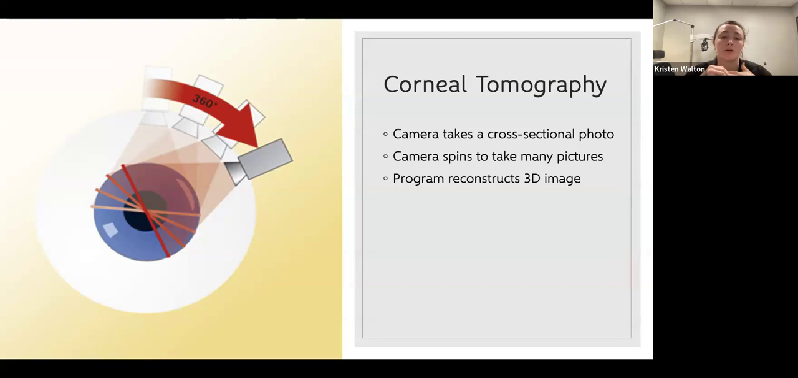Comes into play a lot with people with keratoconus. Also, when we're considering any refractive surgery, just trying to do things as smoothly as possible.